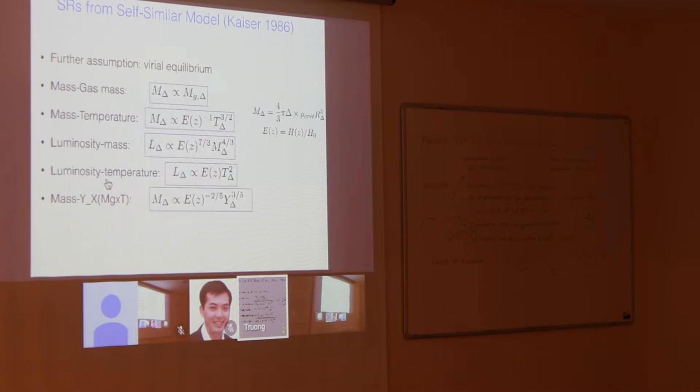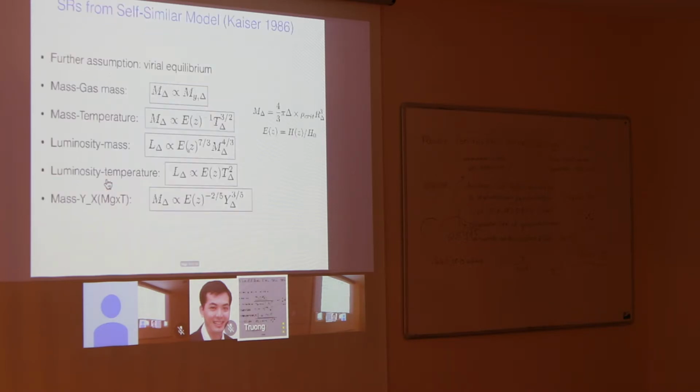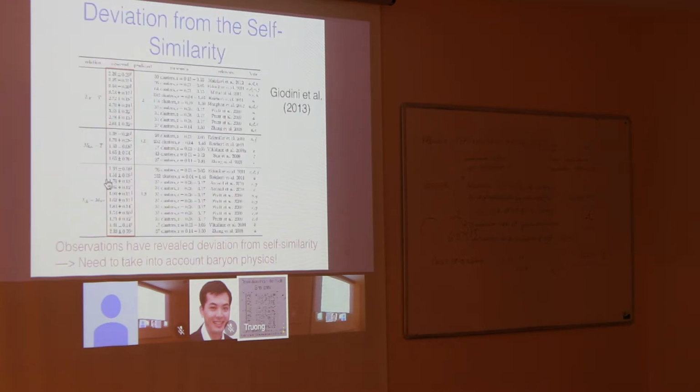From the self-similar model, you can derive very beautifully the scaling relation between cluster mass and other thermodynamic quantities of the gas. But the problem is that when we compare those scaling relations with the observed data, here I just simply show you a review of the observed results on the scaling relation slope. From the self-similar model, the mass is predicted to depend on temperature at the power of 1.5. But in reality, most of the observed results show some kind of deviation from the self-similar predictions. This also happens for other scaling relations, like luminosity-temperature, or luminosity-total mass.